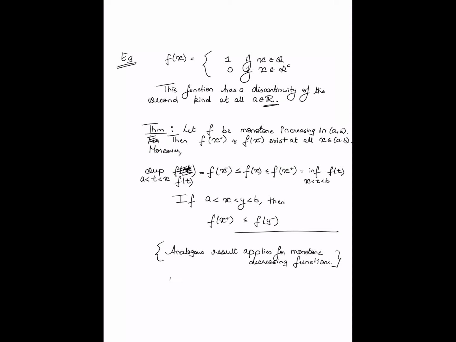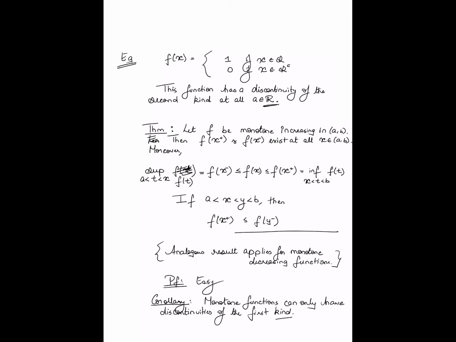Okay, so the proof is again straightforward. I leave it to you. Okay, so I hope it's also clear from here that monotone functions can only possibly have discontinuities of the first kind, right? Because the left limit and the right limit are guaranteed to exist, right? So maybe it's worth making a record of that. Okay, so that's a straightforward corollary.